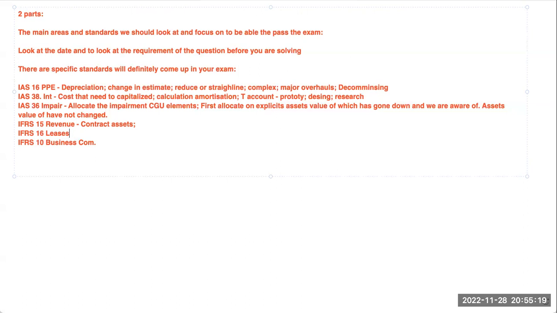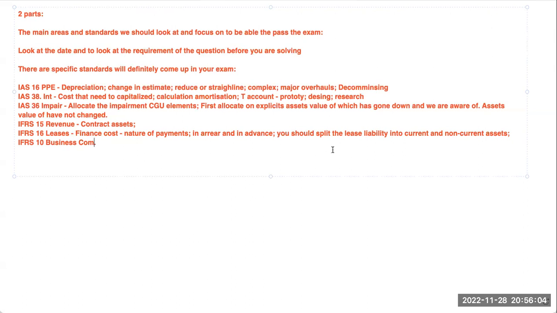Okay. While coming to IFRS 16 leases, you should be aware of how to calculate the finance cost. To calculate the finance cost correctly, you should be able to identify the nature of the lease payments, because payments in arrears and in advance have their own calculation methods. And please always remember that you should split the lease liability into current and non-current portions. Okay, these are the main things.